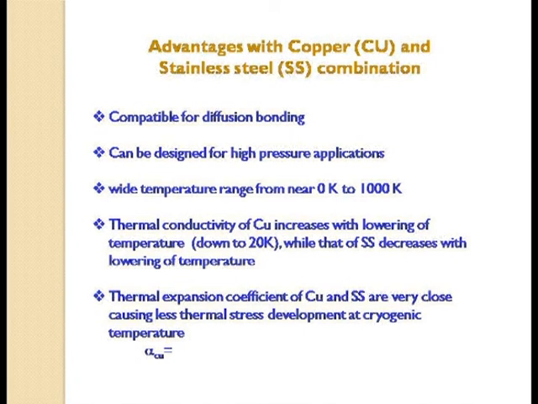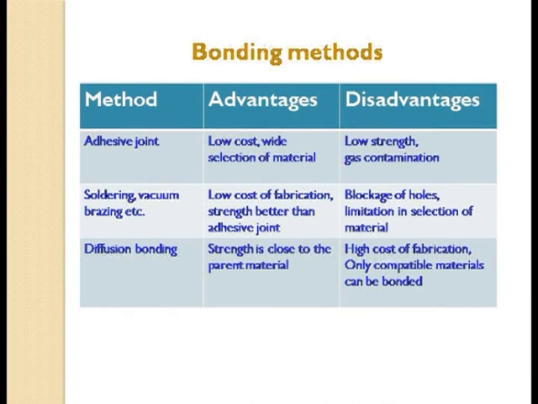Then the thermal expansion coefficients of copper and stainless steel are very close, so they can operate at even very high or very low temperature without causing much stress that would make the heat exchanger fail. That does not happen because their expansion coefficients are very close.